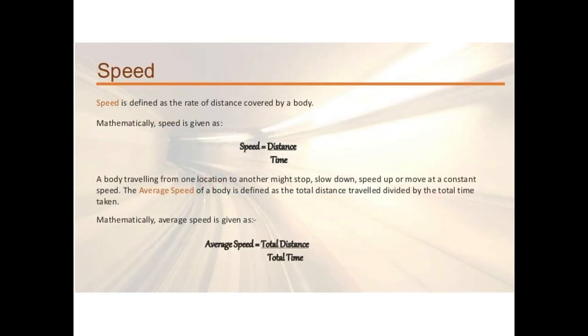Next is your speed. Now speed is defined as the rate of distance covered by a body. Mathematically, speed is given by speed is equal to distance by time. Means if you are given time and if you are given distance, then to calculate speed you just need to divide the distance by the time. Given that the time unit will be either second or minute, and the distance unit will be kilometer or meter. Now mathematically, the average speed is calculated as total distance traveled divided by total time taken. Means average speed is given by the formula of total distance by total time taken.